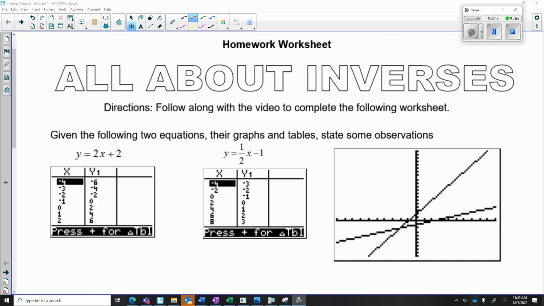So our next topic is going to be inverse of a function, and we're going to talk a little bit about inverse graphically today, and then tomorrow we'll talk about how to do this algebraically as well. So the first thing we need to know about inverses has to do with the graph.